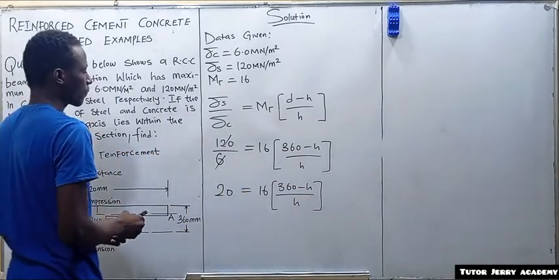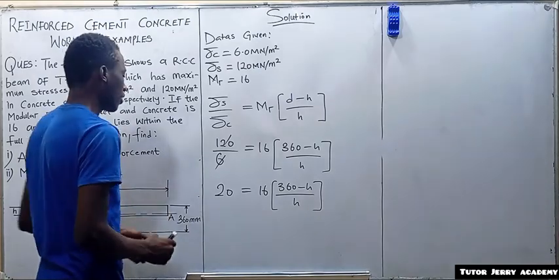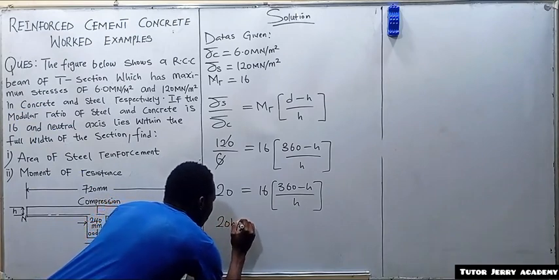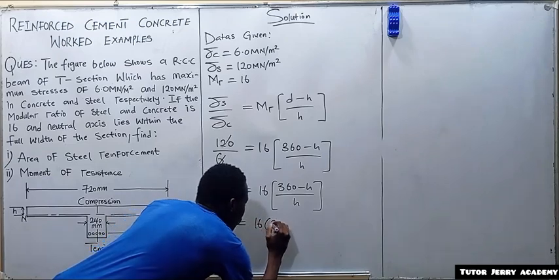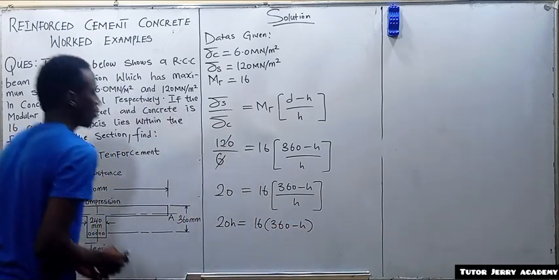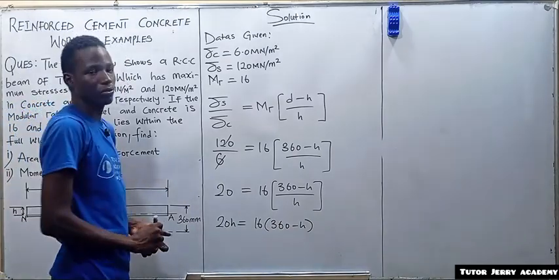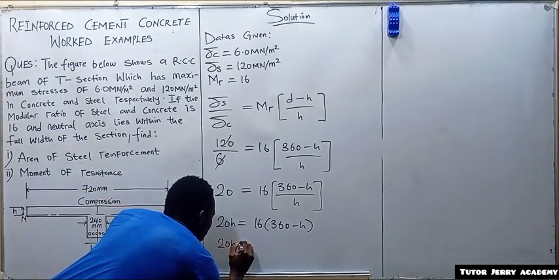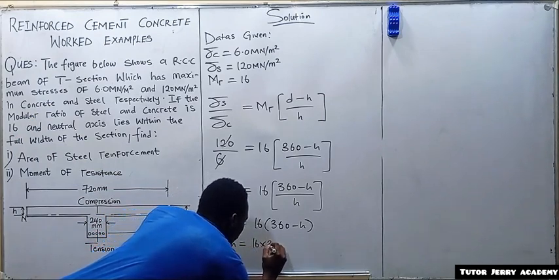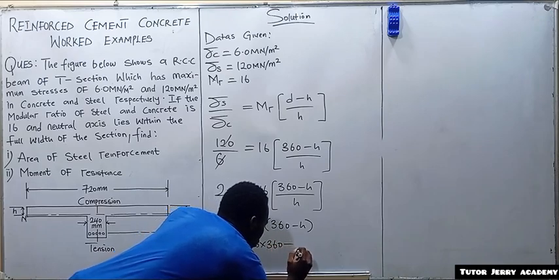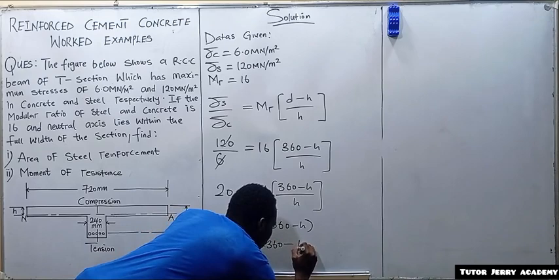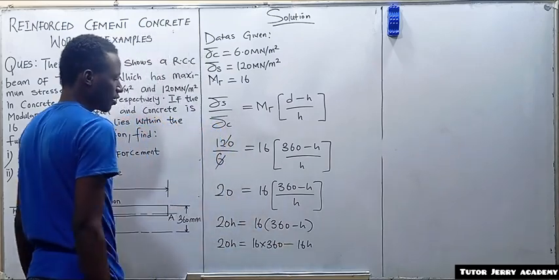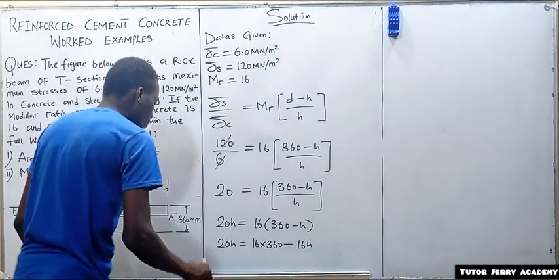So we are going to cross multiply now. If we cross multiply, we have 20h equal to 16 into 360 minus h. So we can multiply through. If we do that, we have 20h equals 16 multiplied by 360, minus 16h. So I'm going to take minus 16h to the other side.